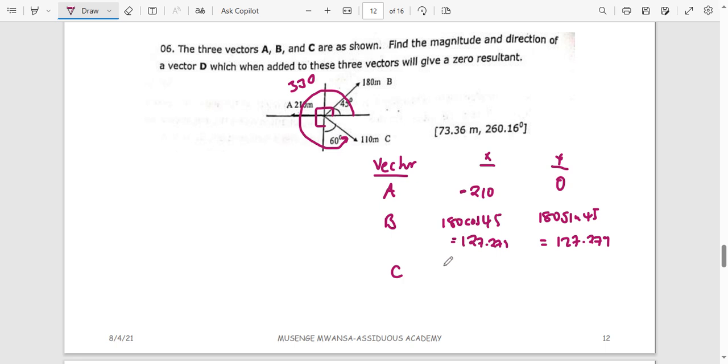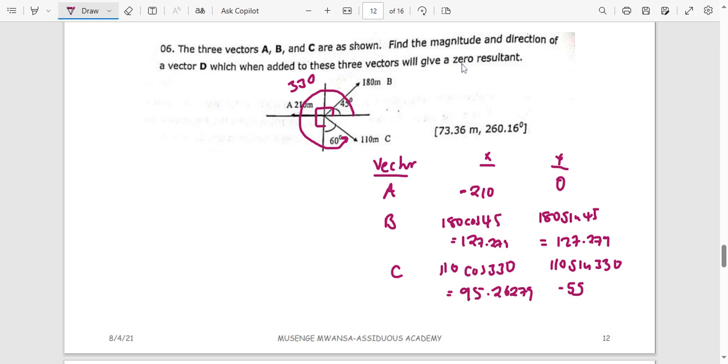So the magnitude is 110 cos 330. If we punch that, 110 cos 330, that is going to be 95.26279, and then 110 sine 330, that is going to give us a negative 55.